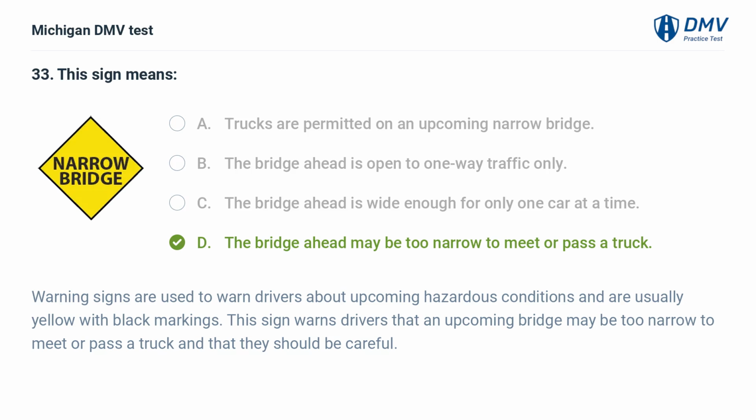D. The bridge ahead may be too narrow to meet or pass a truck. Warning signs are used to warn drivers about upcoming hazardous conditions and are usually yellow with black markings. This sign warns drivers that an upcoming bridge may be too narrow to meet or pass a truck and that they should be careful.